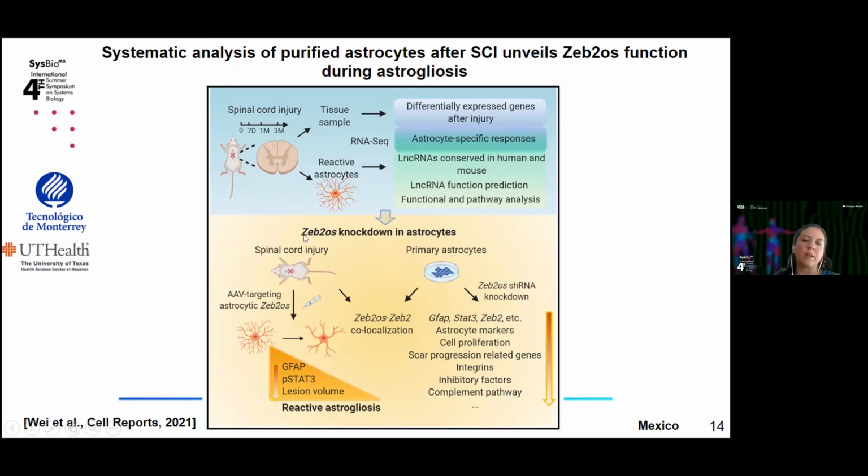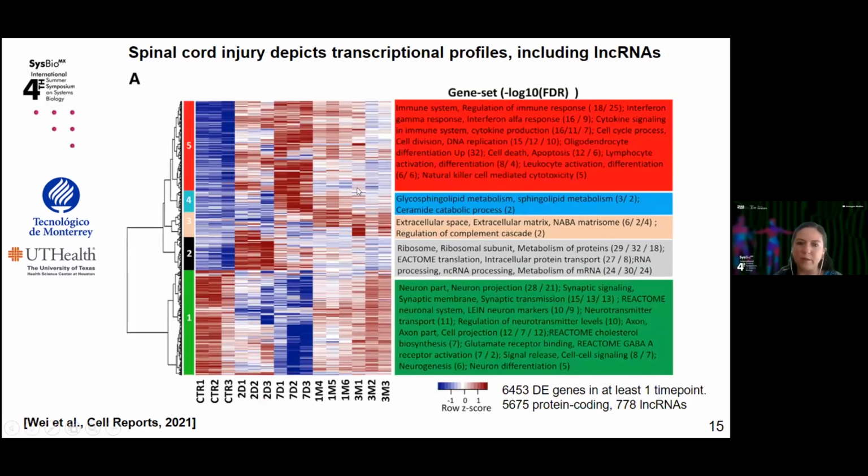This function has already been described in another context, but in astrocytes, when you knock down this lncRNA, the astrogliosis decreases. So this is highly relevant because it could help to decrease these reactive astrocytes. So I will briefly discuss.